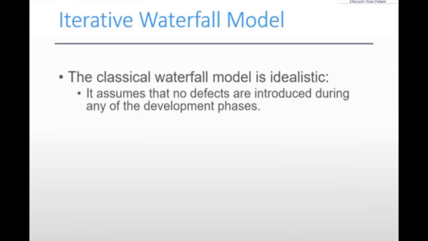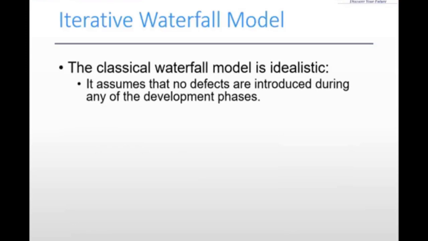Now, the iterative waterfall model. We already discussed the classical waterfall model, right? In that one, the main disadvantage is that we cannot go to the previous step, we cannot go backward, and we cannot do the modification. If we can go to the previous phase and modify it, we can easily fix the issues.